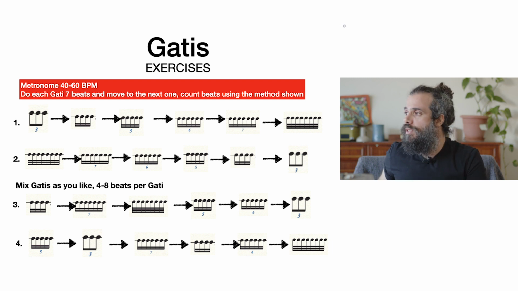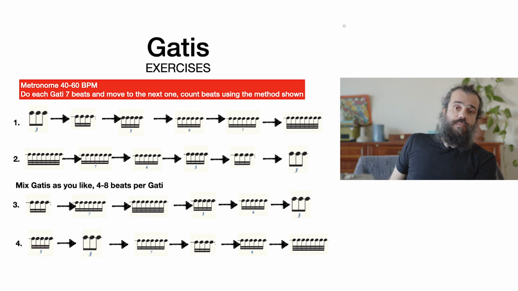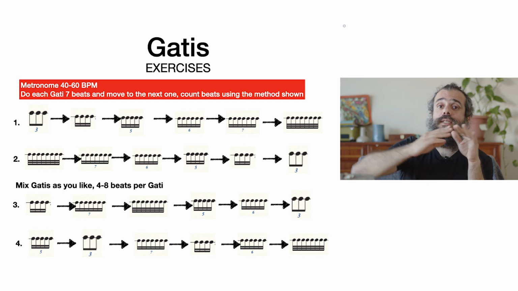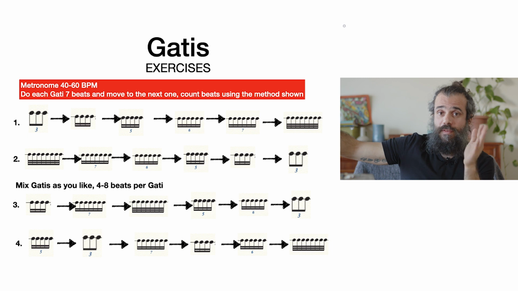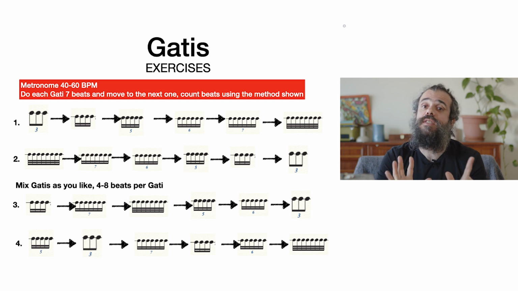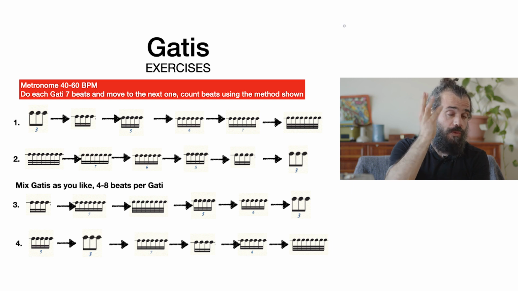So now I will put it at 46, let's say. Okay, now there are 4 exercises I would like us to do. The first exercise would be going from Tisra until Chatusra second speed, so going from 3 to 4 to 5 to 6 to 7 to 8. And we will repeat each gati 7 times. Okay, 1, 2, 3, 4, 5, 6, 7, if you remember the counting from the previous chapter.